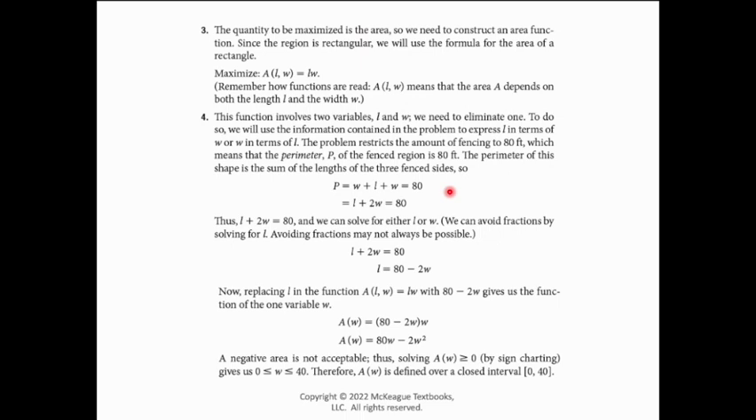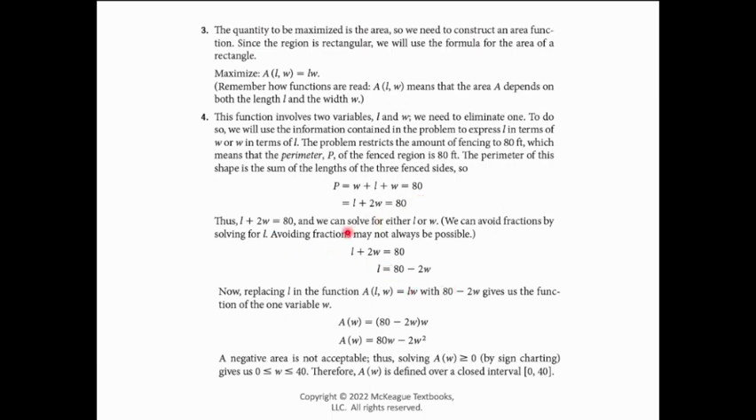Because we know that the perimeter is 80, and this part is a little bit tricky, because we normally think of the perimeter of a rectangle as 2 widths and 2 lengths added up. But because we're not using the side by the river, we only have 1 length and 2 widths. So we're going to set up the perimeter equation as L plus 2W is equal to 80. That's the total fencing we have.